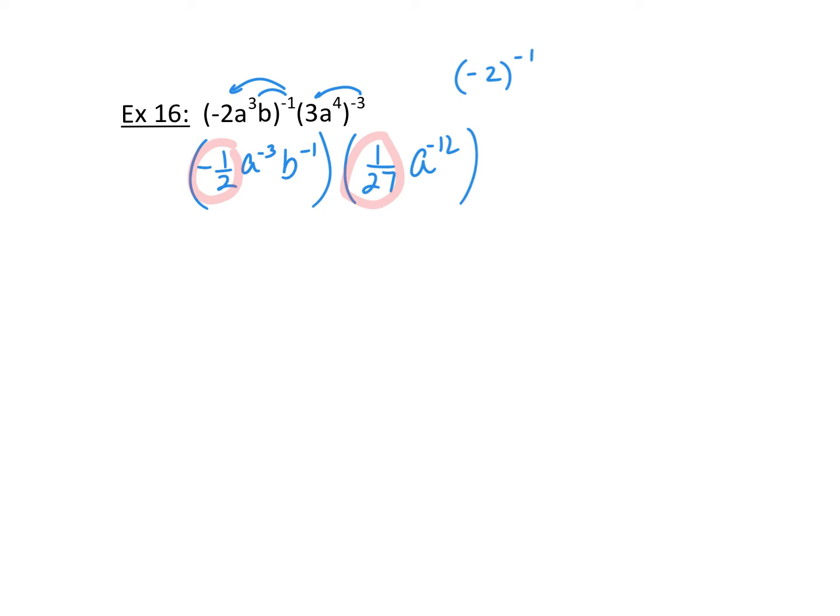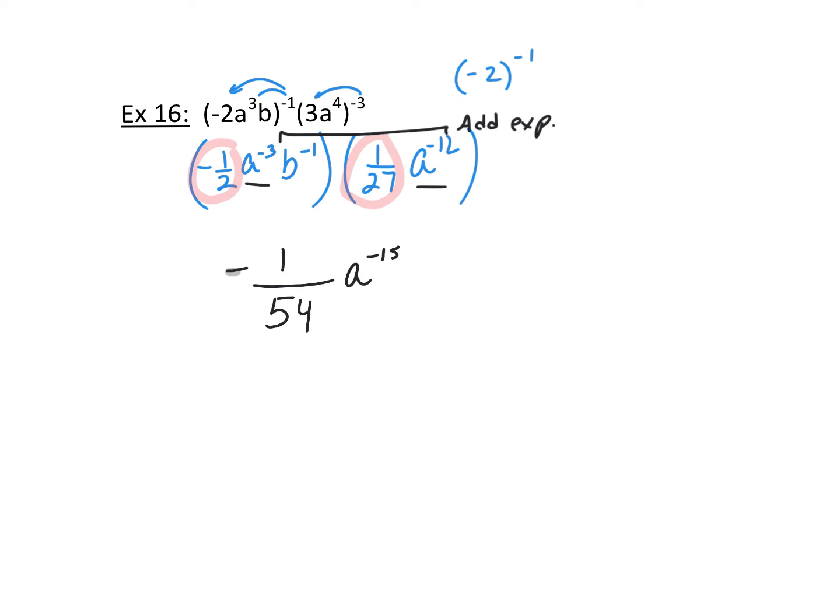So -1/2 times 1/27th, just multiply the numerators. 1 times 1 is 1, and it's negative. So -1 over 2 times 27 is 54. And then I'm going to go through with the a's. I'm adding exponents, right? So -3 plus -12 is -15.